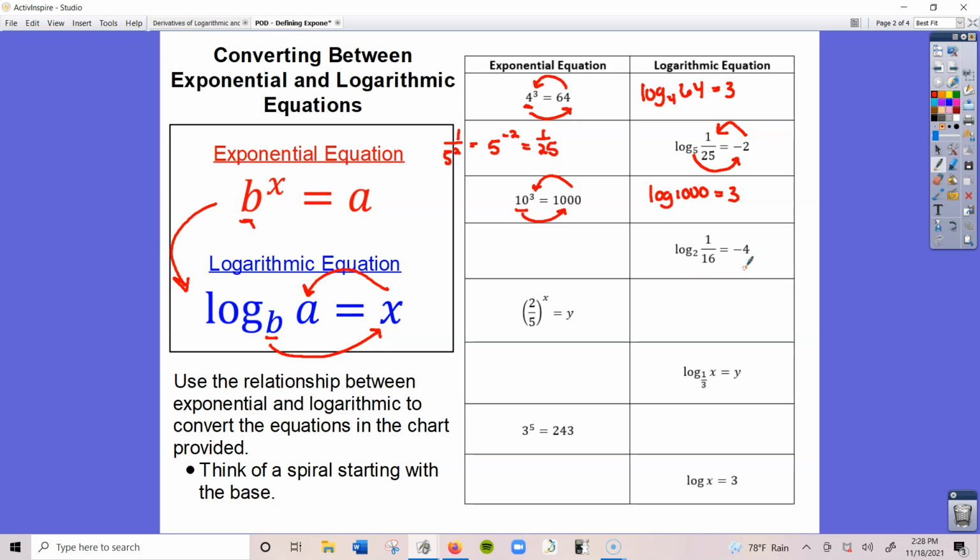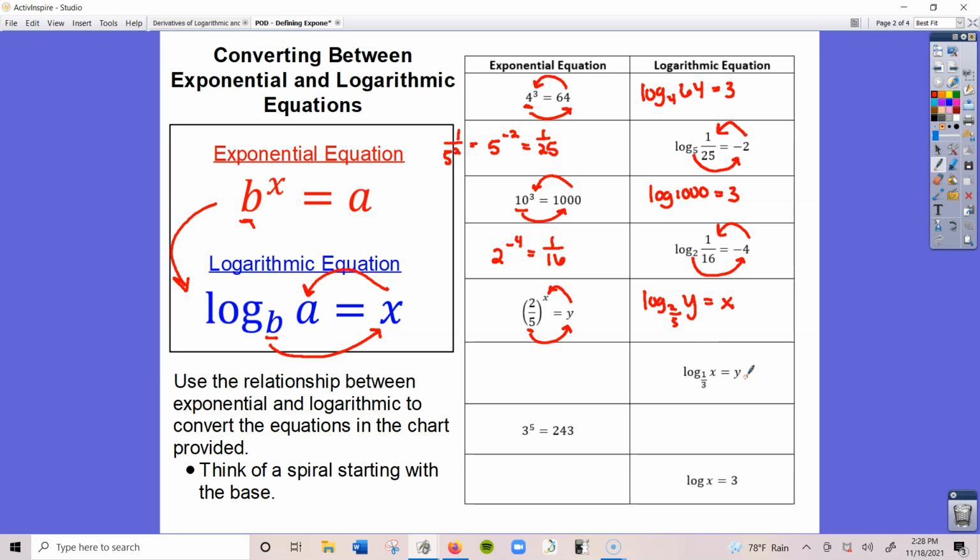Translating this logarithmic equation to exponential, my base is 2 raised to the negative 4th power is equal to 1 over 16. Now we can do the same thing given variables, and it's the same process. Here, again, I start with my base, so this is the log of base 2 over 5 of y is going to equal to the exponent, which is x.